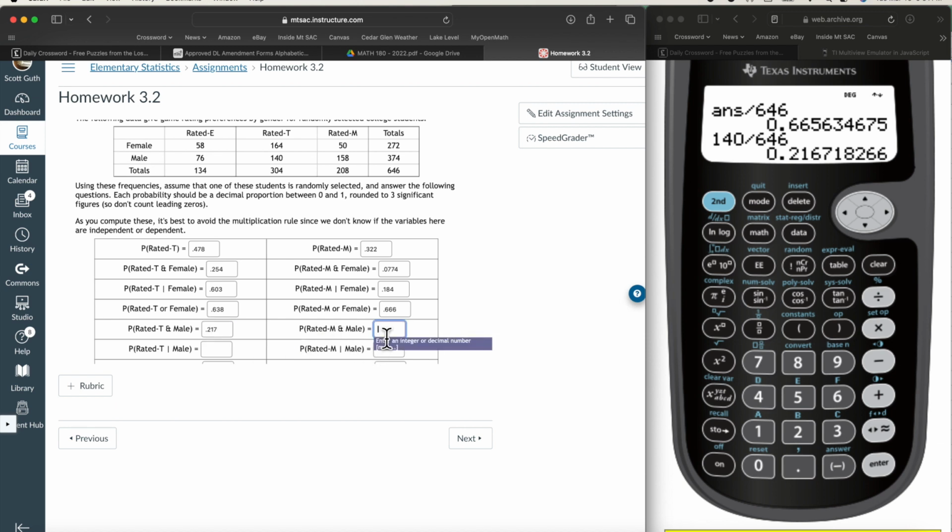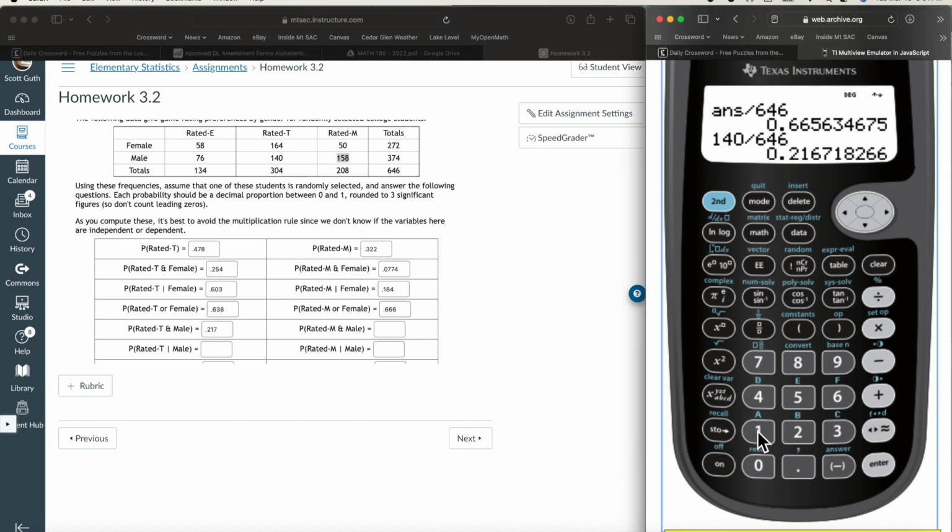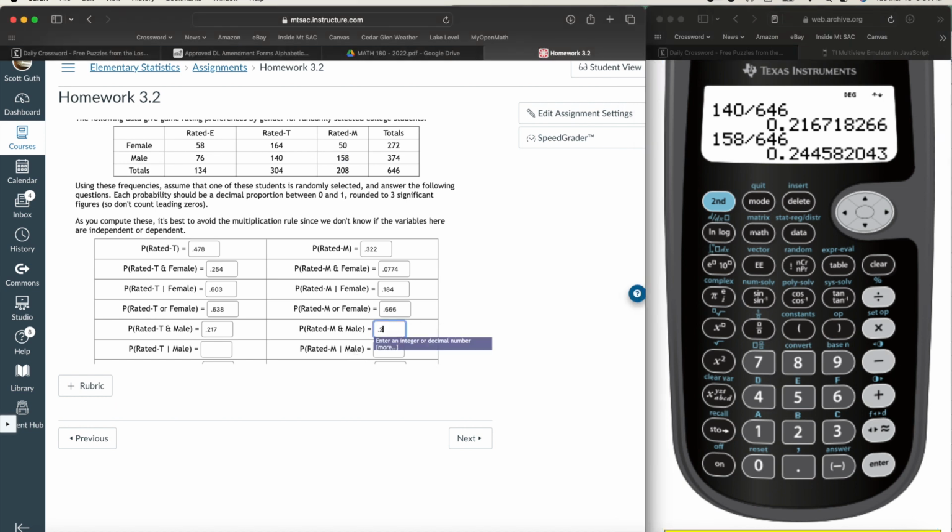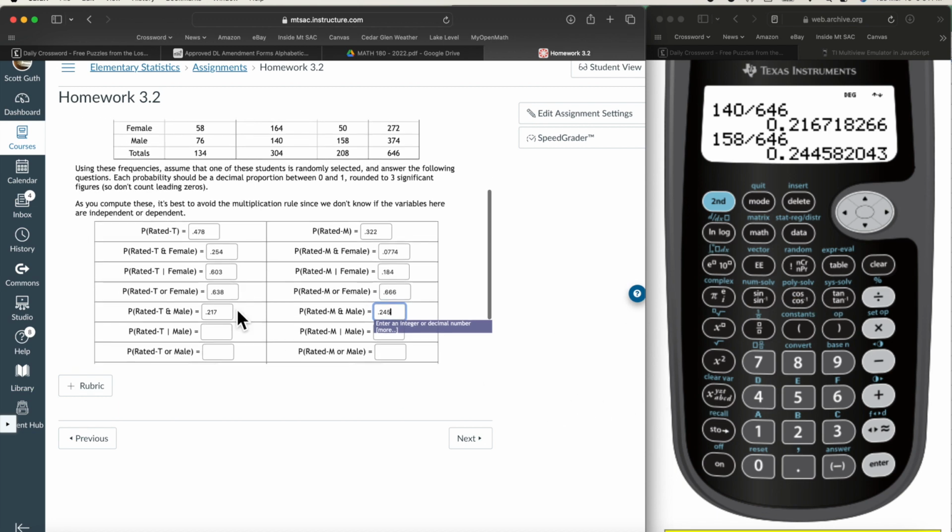Okay. And then rated M and male. Okay, so rated M male, that's the 158 people here. So the and problems are a lot easier than the or. So 158 out of the group, the total group 646. Okay. So that's 0.245. I did that wrong. There. That's good. Now we're continuing.